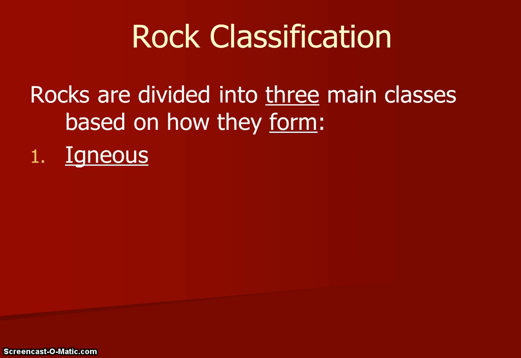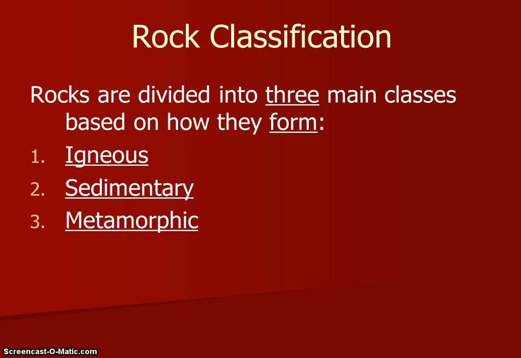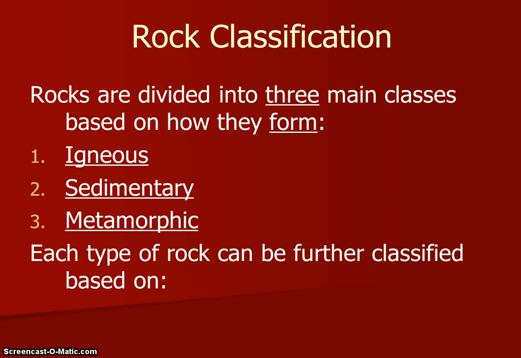So we're going to look at the three types of rocks, the first one being igneous, the second one is sedimentary, and the third one is metamorphic. So those may be some common terms for you. You may already know about those three different types of rocks. Now each type of rock can be further classified. So that's a big difference.